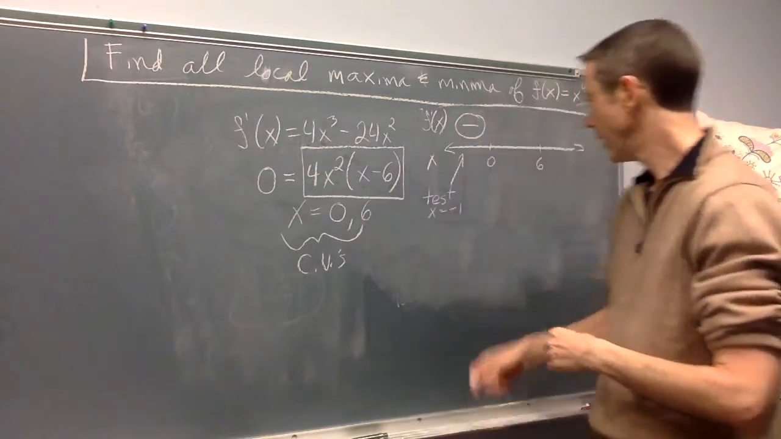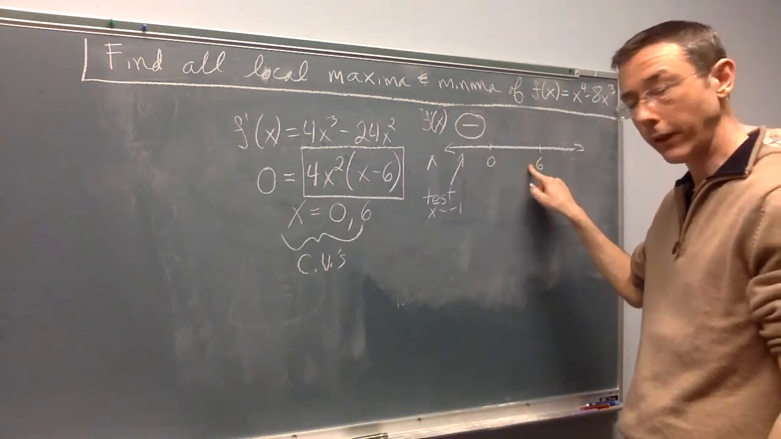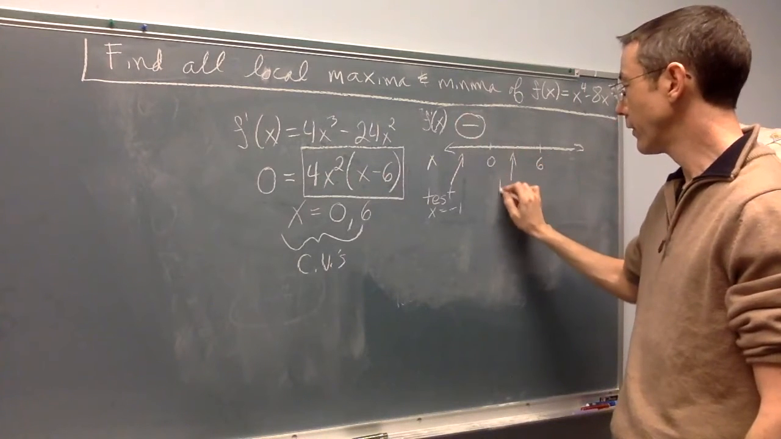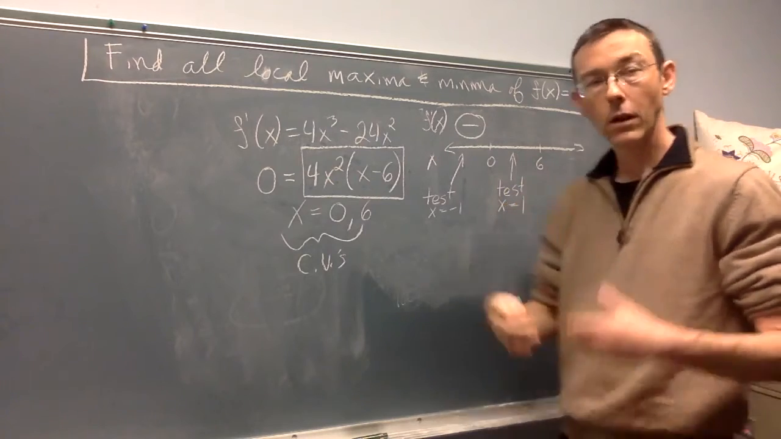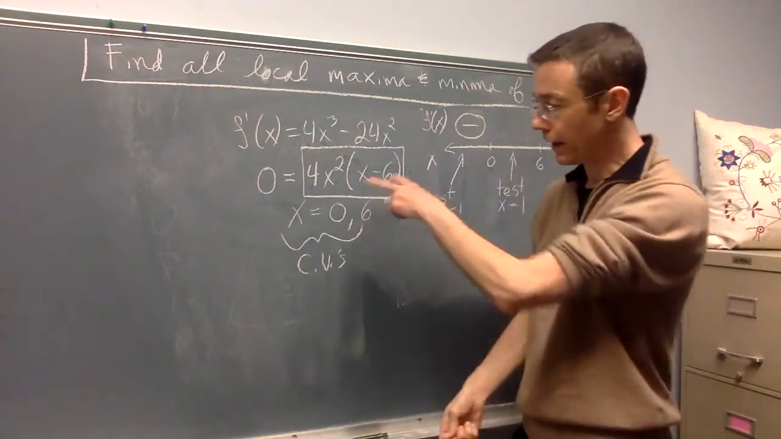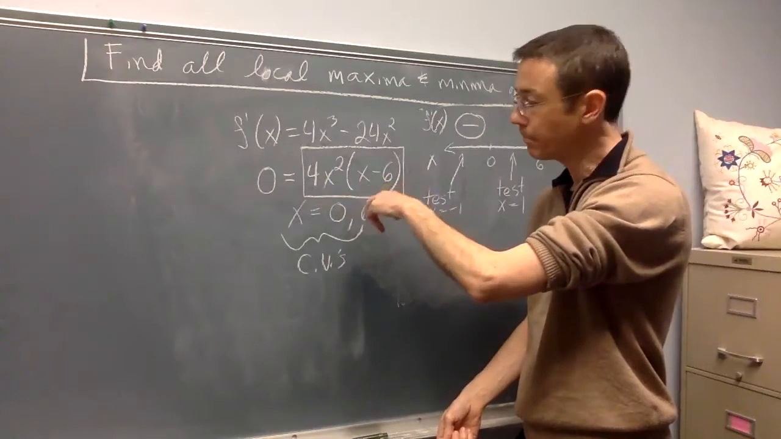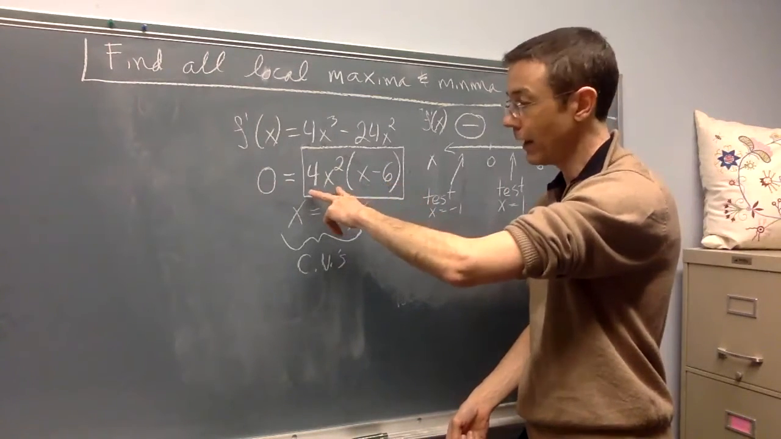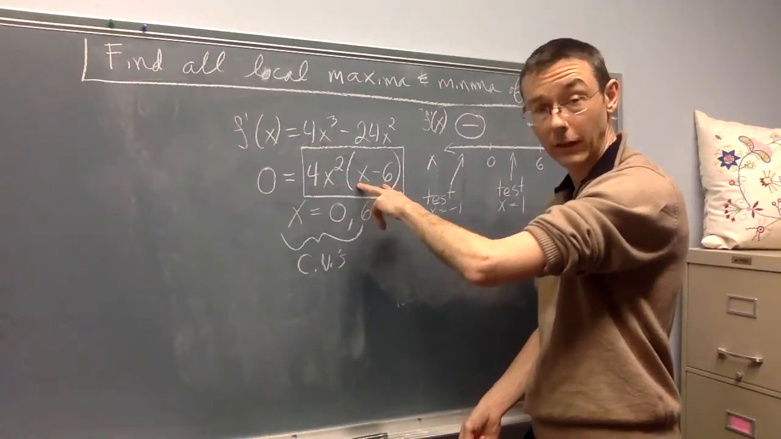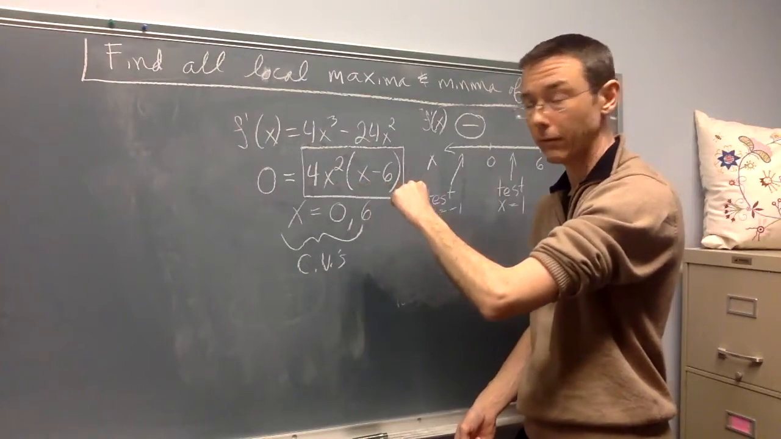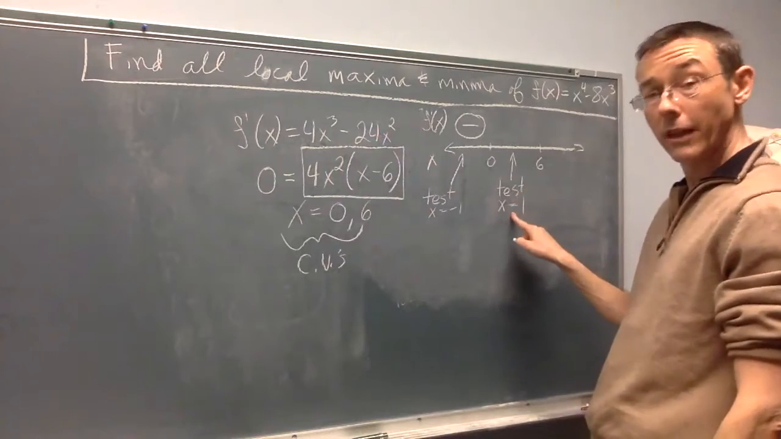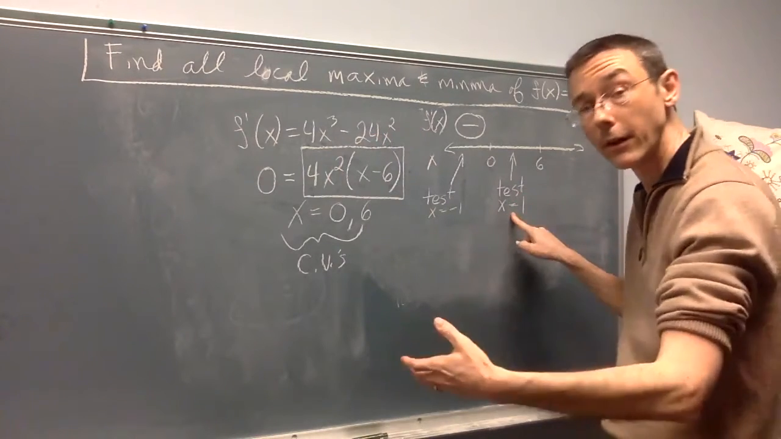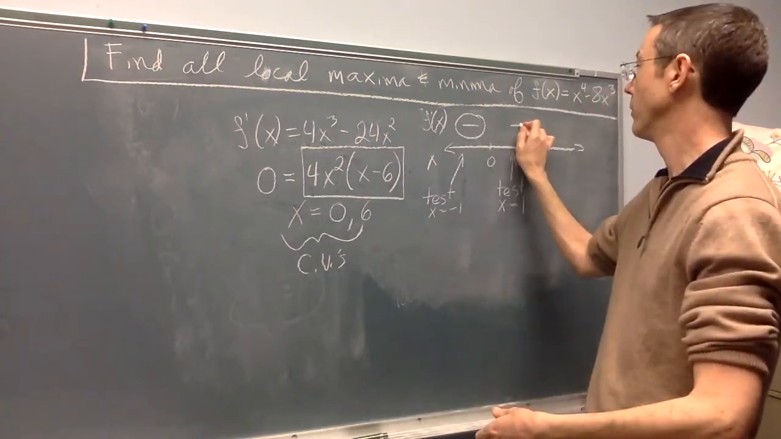Next, between 0 and 6. Let's take another convenient point. Let's test at x equals positive 1. Again, let's use the factored form. When I plug in x equals 1, I get a positive, again, times a negative. 1 minus 6 is negative. Positive times a negative is negative. So f prime is negative at x equals 1, and therefore over this entire interval.